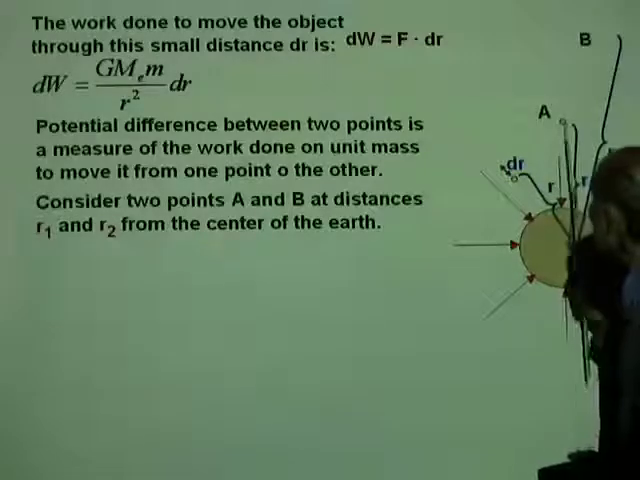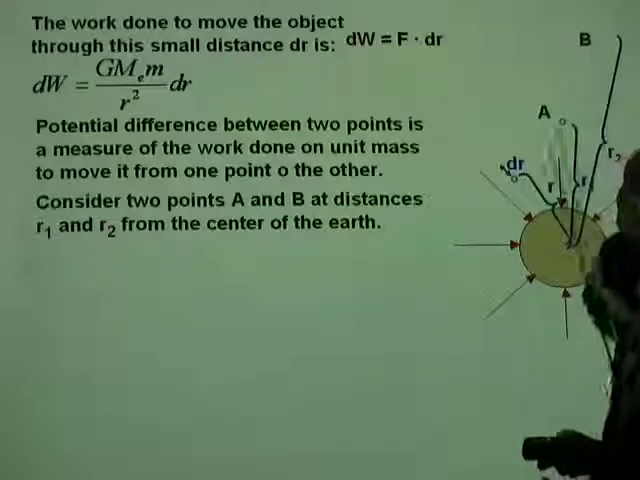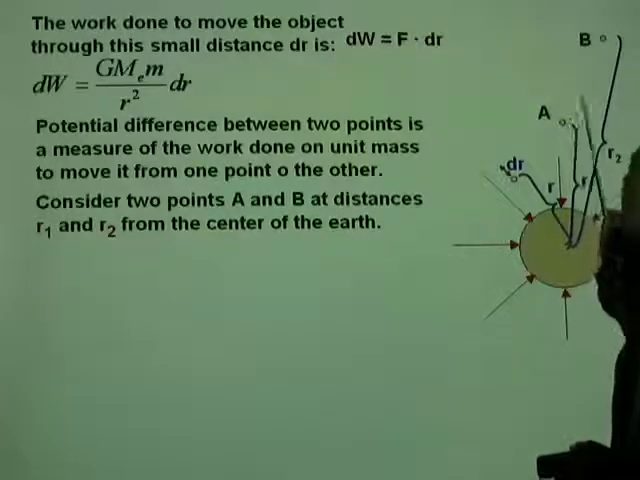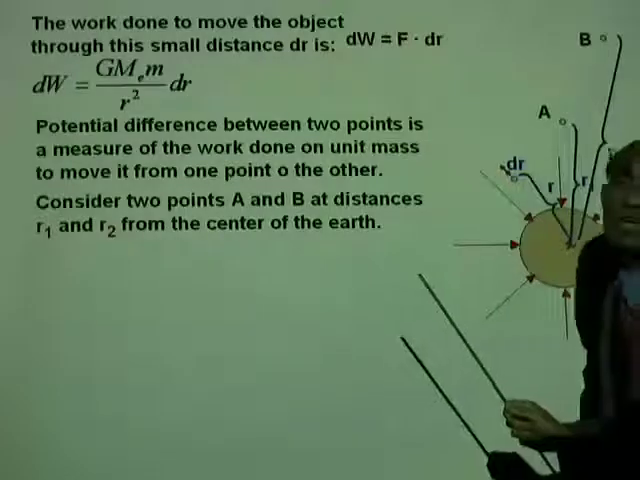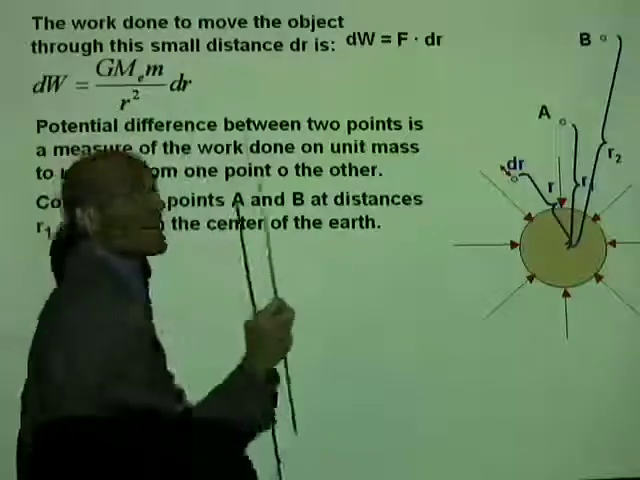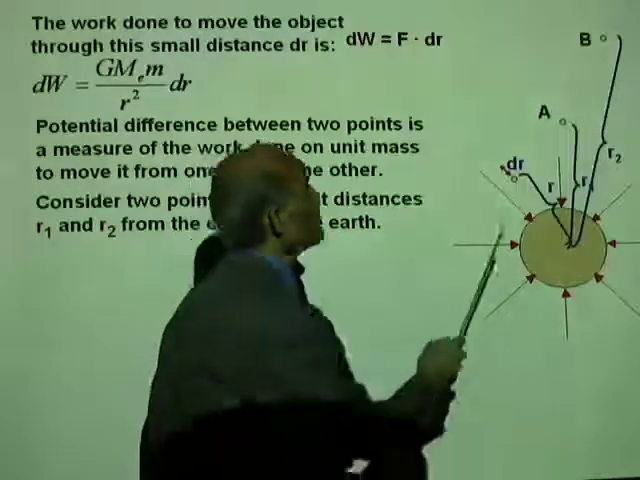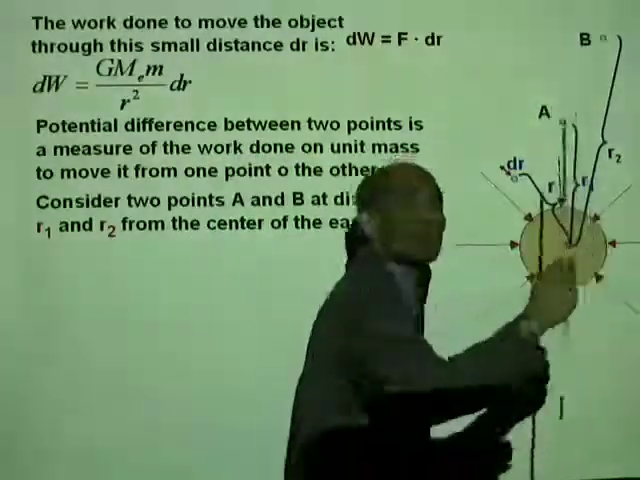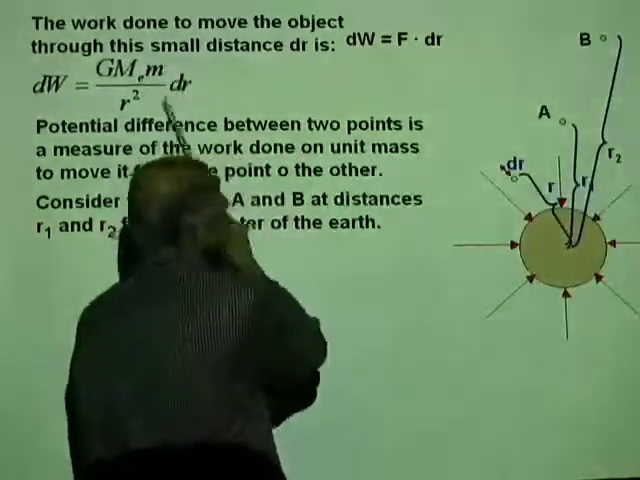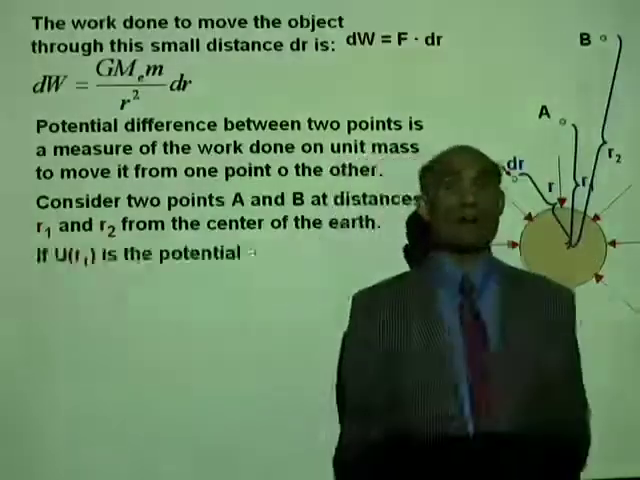Now, what is therefore the work done to move this object from point A to point B? We want to move this object from point A to point B. What is the amount of work done? This is the amount of work done to move the object through a very small distance dr. So, to find the total amount of work done to move the object from A to B, we integrate this quantity from r equal to r1 to r equal to r2.